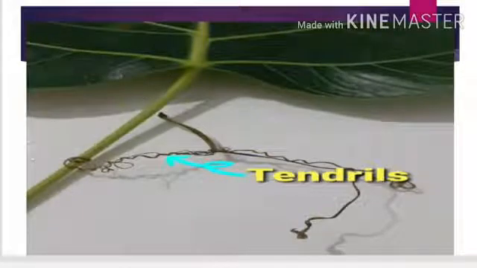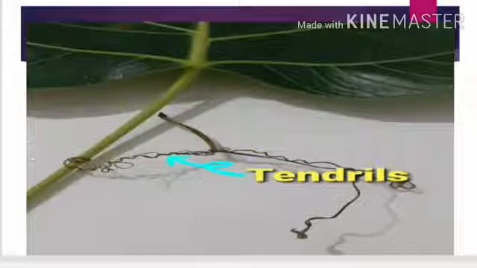First of all, I want to show you something. Those are the tendrils. Yesterday we discussed this. Sometimes plants like the pea and grapes modify their stem as tendrils so that they can wrap themselves around a support and the weak stem can stand erect. So spring-like coiled structures are called tendrils.